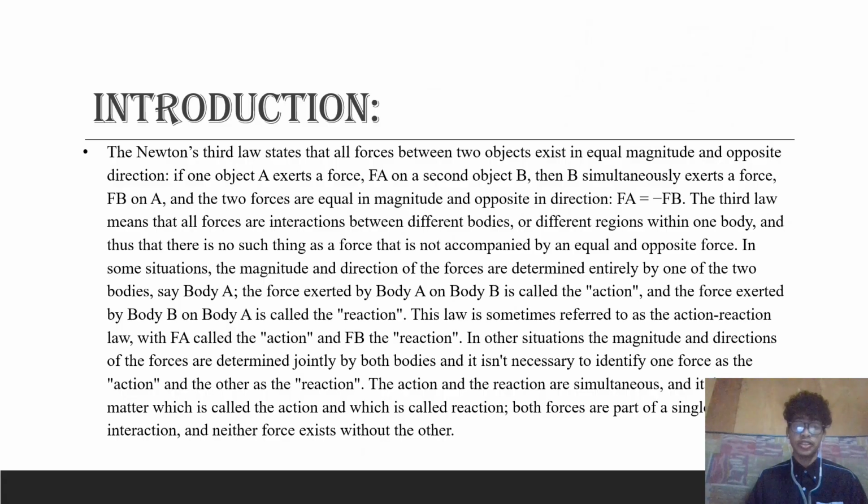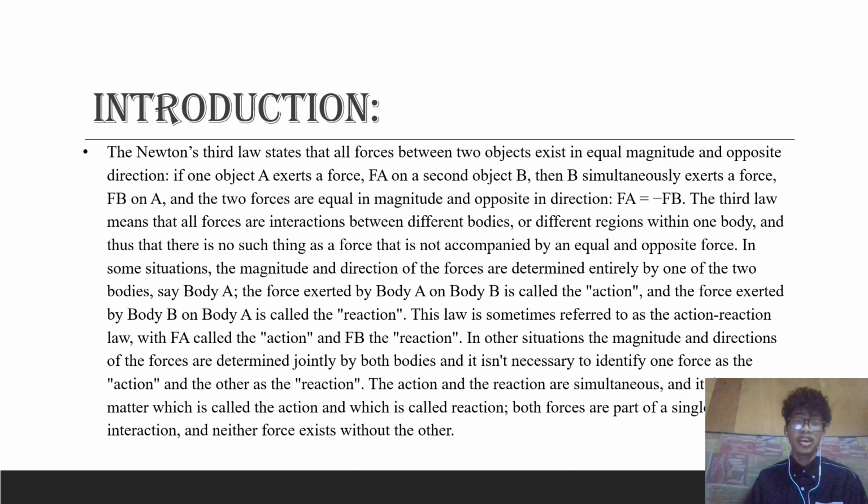So, for the introduction, Newton's third law states that all forces between two objects exist in equal magnitude and opposite direction. If one object A exerts a force Fa on a second object B, then B simultaneously exerts a force Fb on A, and the two forces are equal in magnitude and opposite in direction, which is Fa equal to minus Fb. The third law means that all forces are interactions between different bodies or different regions within one body, and thus that there is no such thing as a force that is not accompanied by an equal and opposite force.